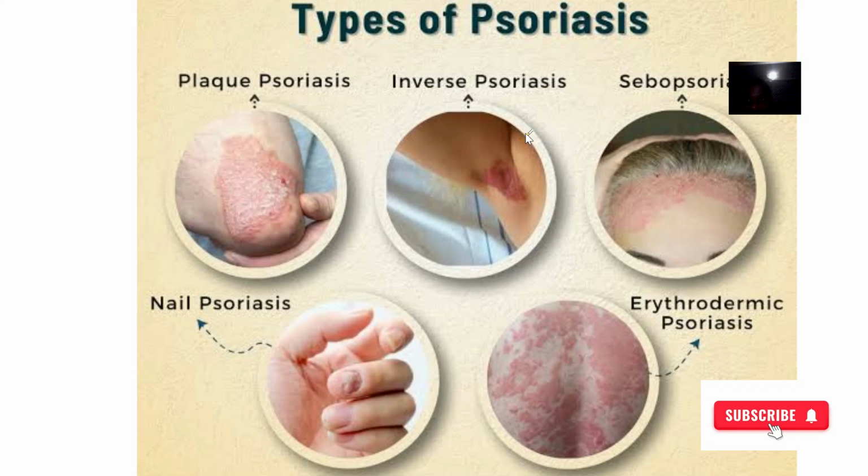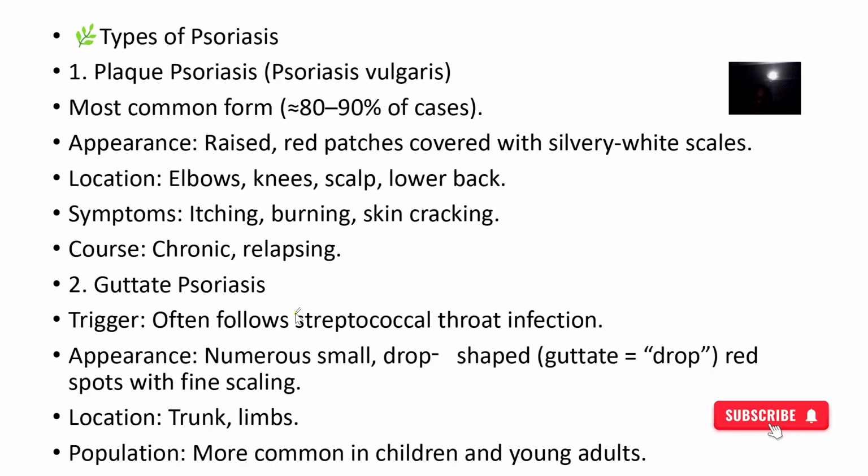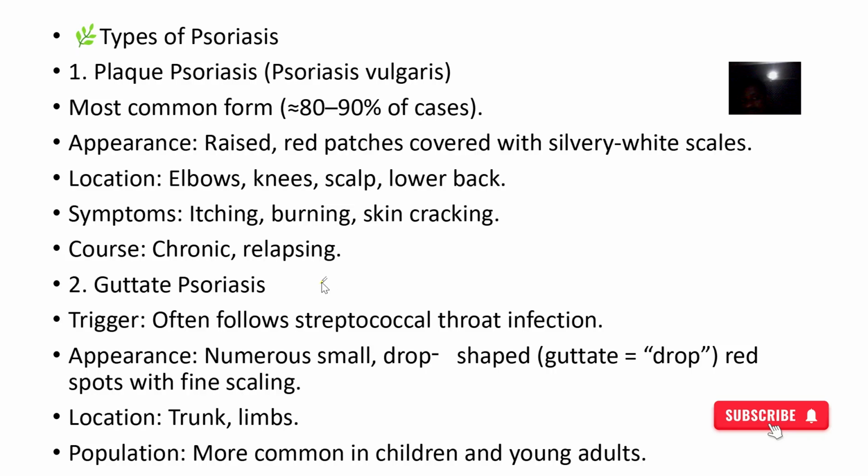Plaque psoriasis, inverse psoriasis, this one is pustular psoriasis, erythrodermic psoriasis, nail psoriasis. Another picture. So let's look at it. So plaque psoriasis is also known as what? Psoriasis vulgaris. It's the most common form, and over 80 to 90% of cases of psoriasis you see it.